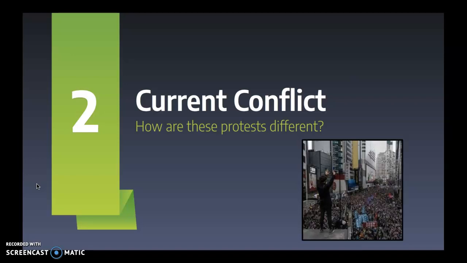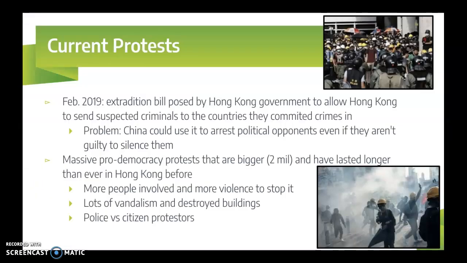The difference is these protests are massive, and they are a lot more involved than any protests that Hong Kong and China have ever seen before. So we're going to talk a little bit about what happened. The current protests. So last year, in February, there's this thing called an extradition bill.